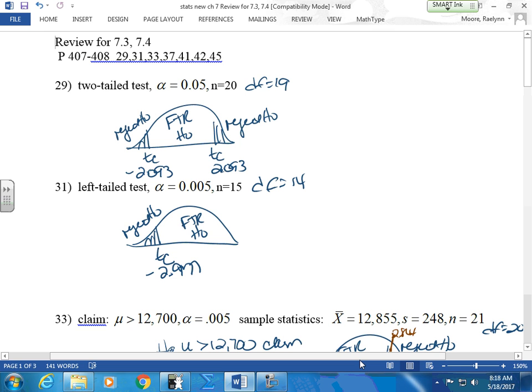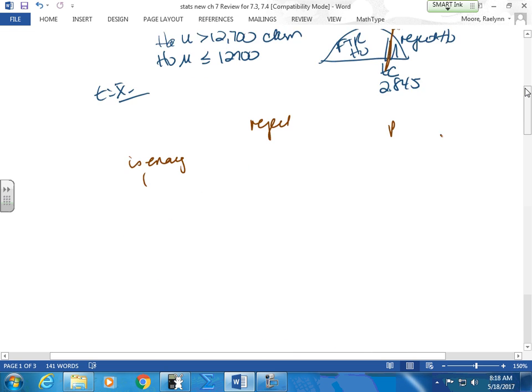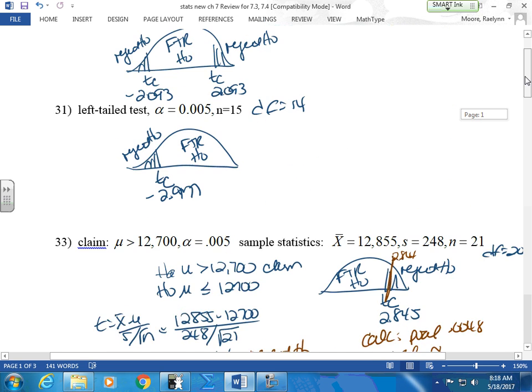Can everybody find the critical values you need to test with? Okay, then I just had you do one for each. No sense doing too many of them.